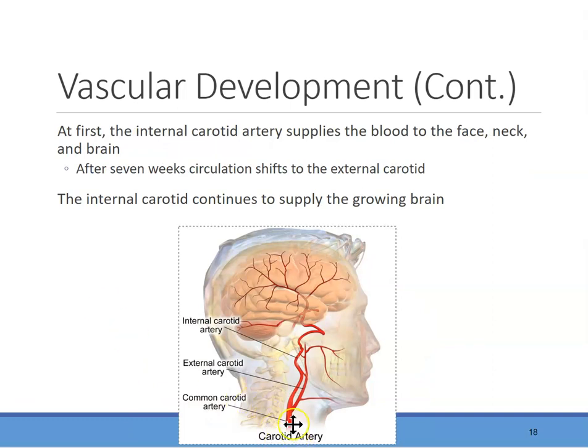So we have the common carotid artery. This is in an adult. This is what it would look like when the baby's development is complete. Carotid artery. So this is the heart. The heart is underneath here. The heart brings up this one artery. It's called the common carotid artery, which splits into two.